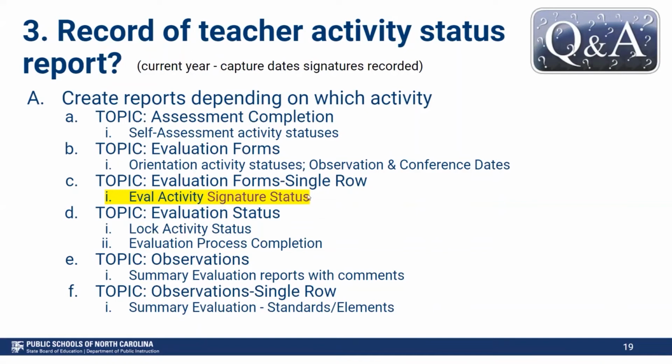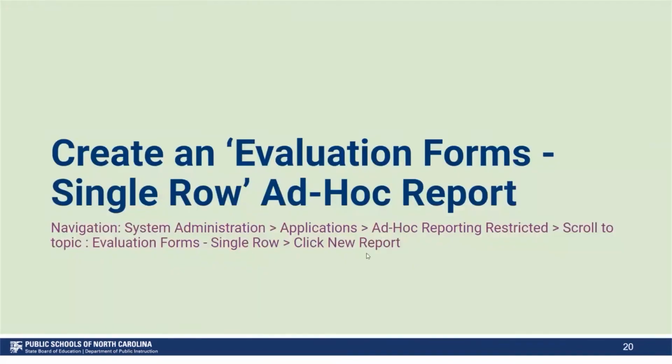So I listed some of the topics that we usually publish reports out from. And the main one I think that's going to fit this question is this topic of evaluation forms, single row. You can get those activity signature statuses in that report. So we're going to go create an evaluation form, single row ad hoc report. And now those of you that are in the training site, do follow along, but nobody's working on plans in the training site, so you may not get activities reported, but you can learn how to set it up.